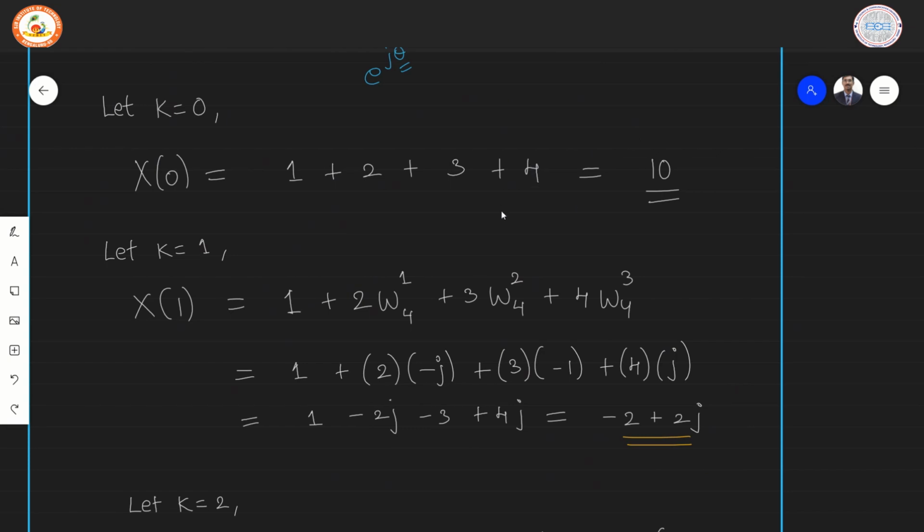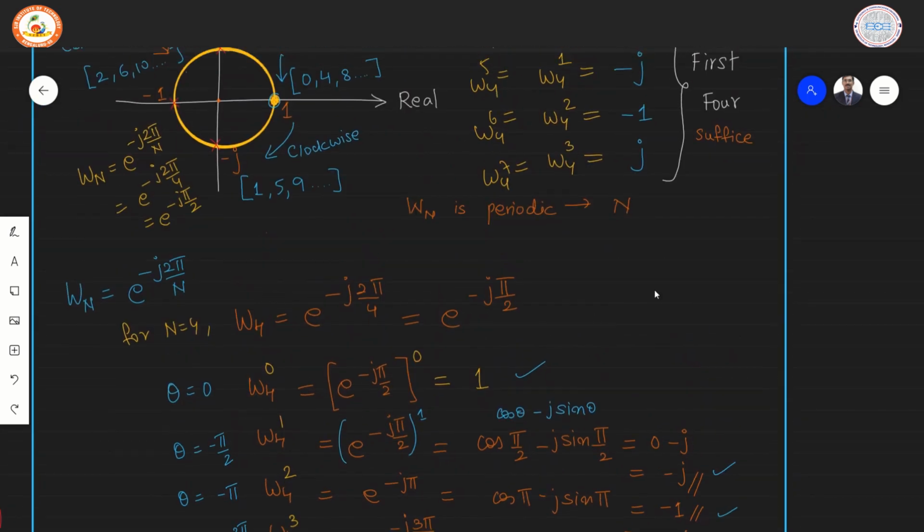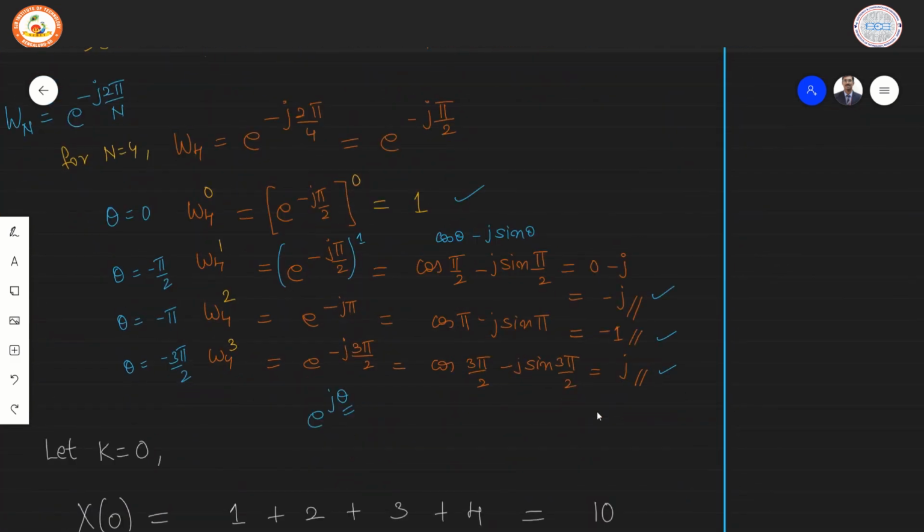Now that we are aware of the various Twiddle factor values, let us insert those values in the equation that we had depicted above. So now we are aware of the numbers. K has to be solved for 0, 1, 2 and 3. So let's consider the value of k equals to 0. Naturally, all these powers will become 0 and the value becomes 1. So x of 0 is nothing but the sum of the inputs 1, 2, 3 and 4. And here we have calculated the sum and we got the answer.